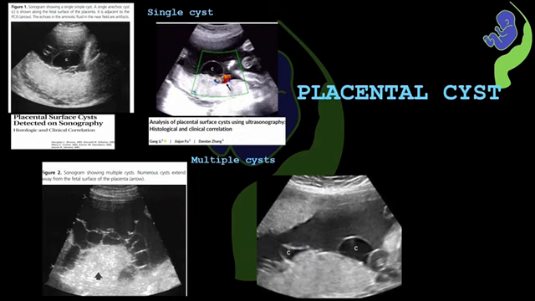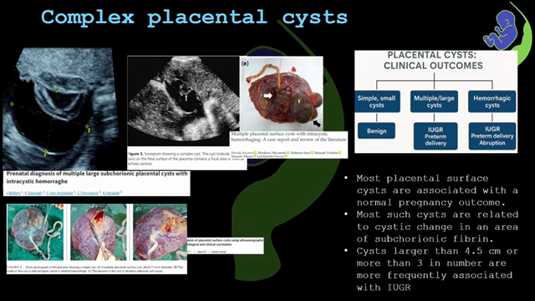There are 2 types of placental cyst. One is simple cyst and another one is complex cyst. Like you see in the left top corner of the slide, you can see the cyst is very clear with anechoic appearance. These are simple cysts. The cysts seen here are all complex cysts where you have an echogenic area inside this cyst. The internal echoes in these complex cysts may be due to fibrin, or it can be also because of the hemorrhage. Most placental cysts are incidental and associated with normal pregnancy outcome.